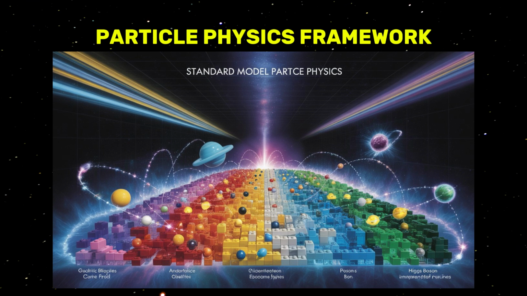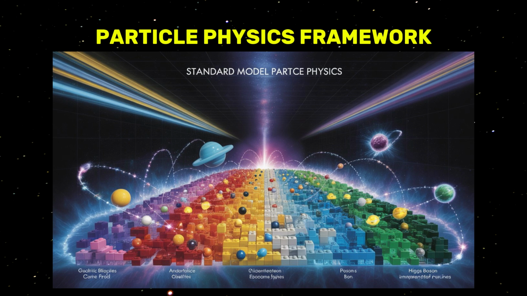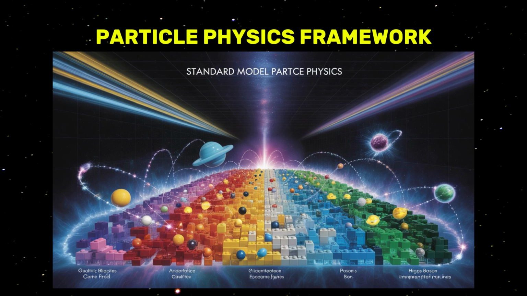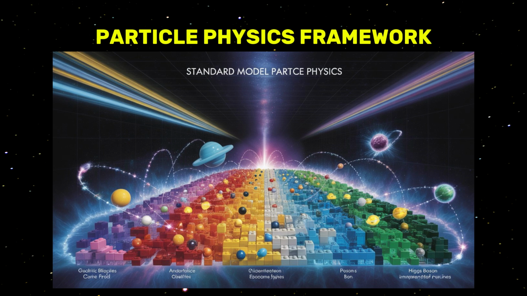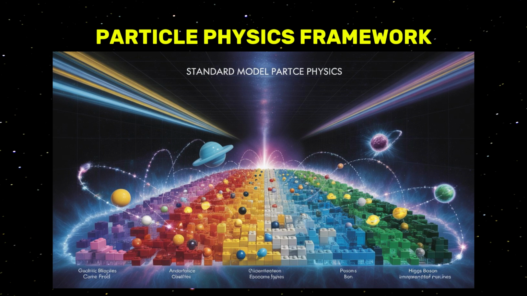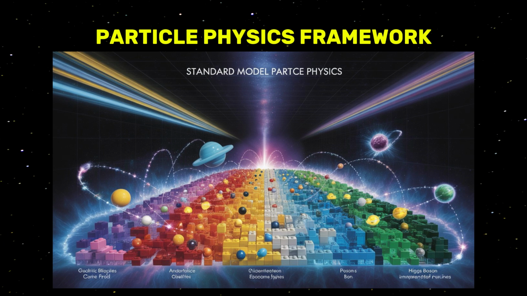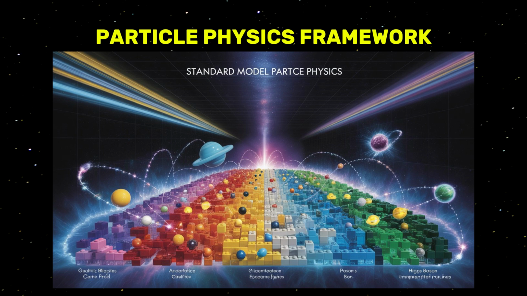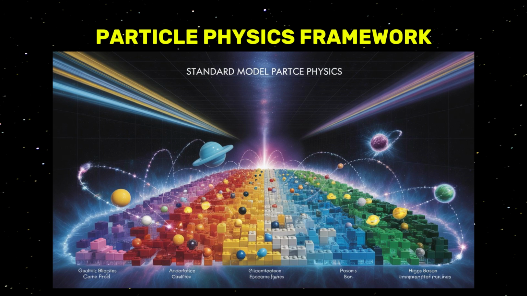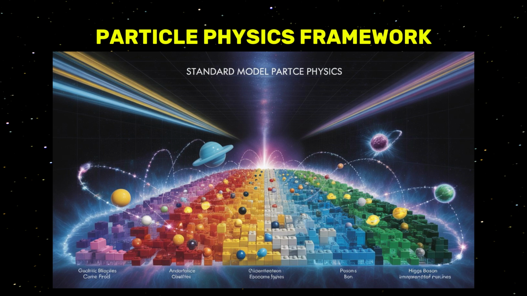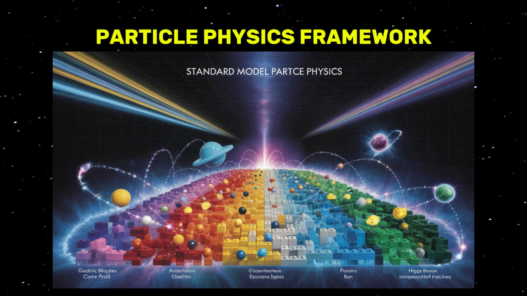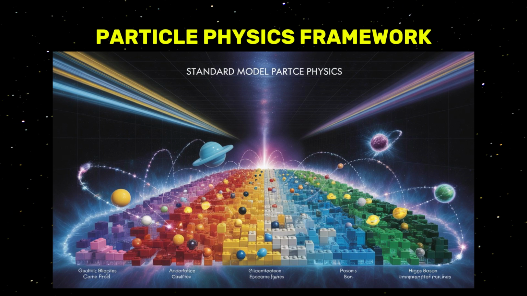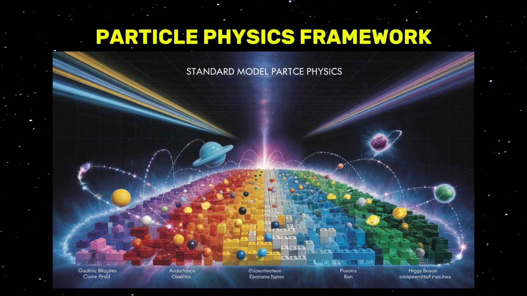The Higgs field's existence implied the presence of a new particle, the Higgs boson. For decades, the Higgs boson remained theoretical. It had to exist according to the Standard Model, but no one had observed it. In 2012, the Large Hadron Collider, LHC, in Switzerland provided enough energy to detect the Higgs boson, confirming a key prediction of the Standard Model.